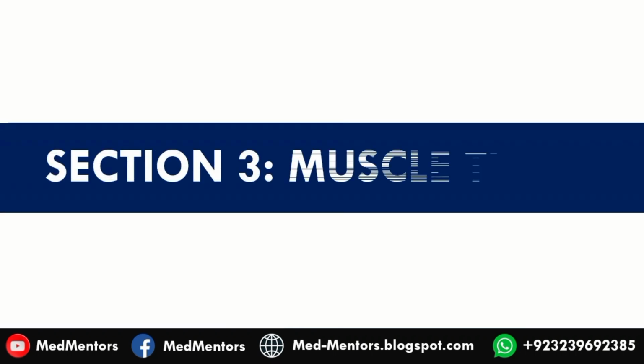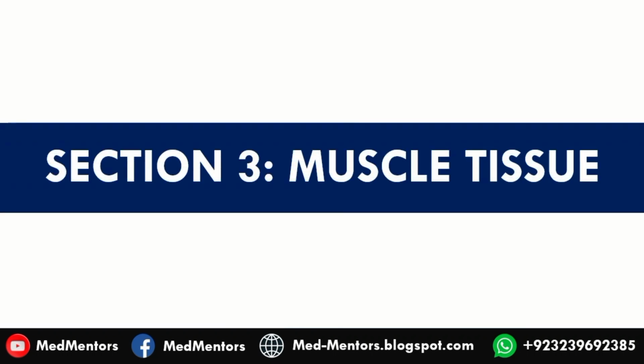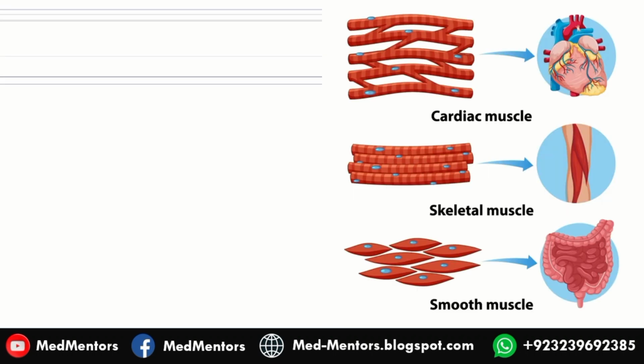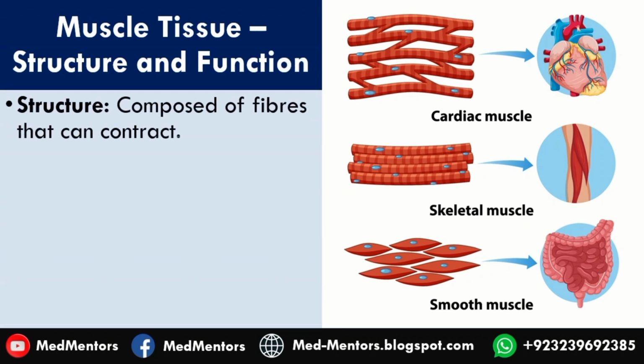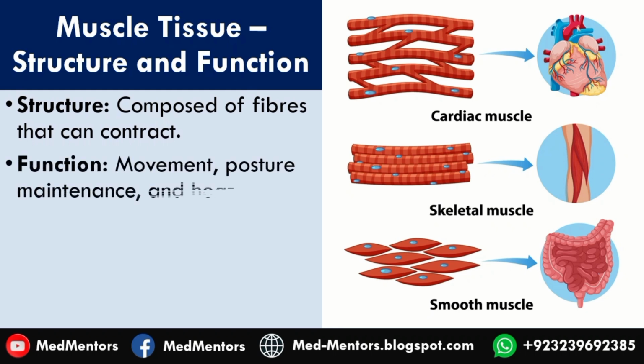Section 3: Muscle tissue or muscular tissue. This section explores muscular tissue, highlighting its structure, types, and functions. Muscular tissue, structure and function. Number 1. Structure. Muscle tissue is composed of fibers that have the ability to contract. Function. The primary functions of muscle tissue include facilitating movement, maintaining posture, and producing body heat.